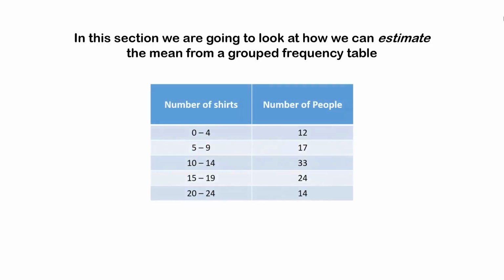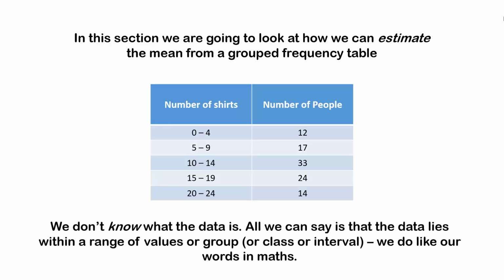Sounds a bit difficult. That is a group frequency table. So we've got the number of shirts owned by the number of people. Now we don't actually know what the data is. So see that group there. Now there's 10 to 14 shirts owned by 33 people. Now we don't know if they own 10 or 11 or 12 or 13 or 14. But we know they own between 10 and 14. All we can say is the data lies within a range of values, which we could also call a group or a class or an interval.